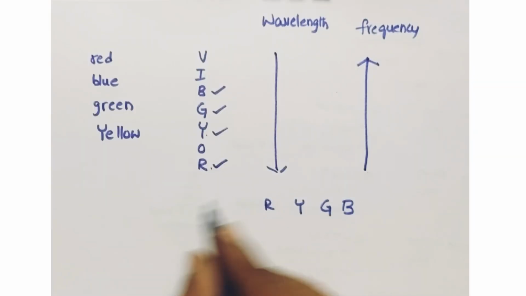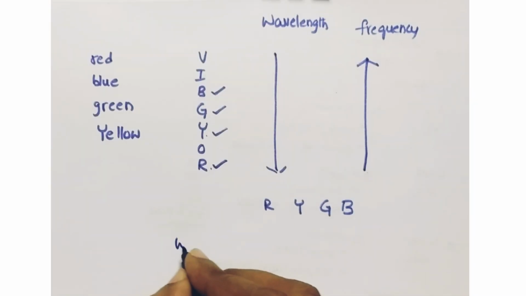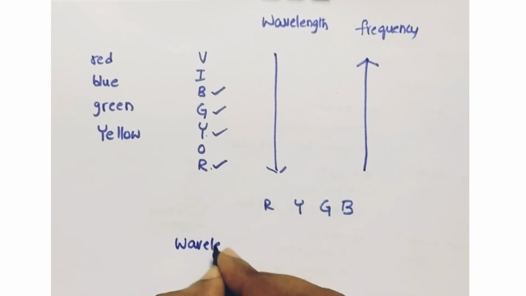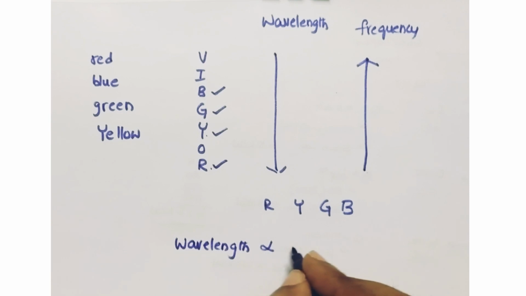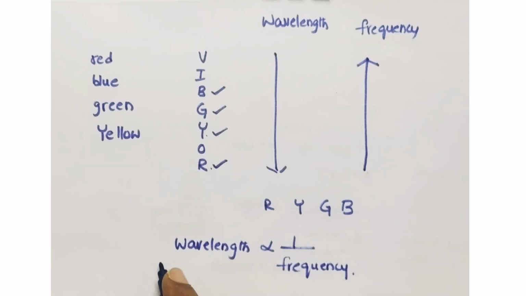Upon watching this problem, we have to remember that wavelength is inversely proportional to frequency. Wavelength is inversely proportional to frequency. So this point should be remembered upon watching this bit.